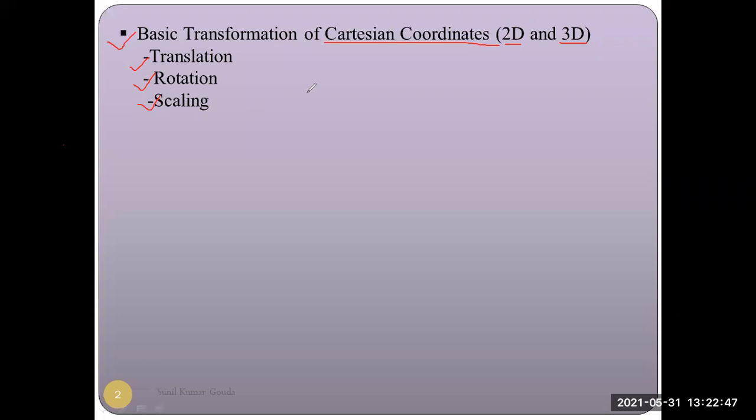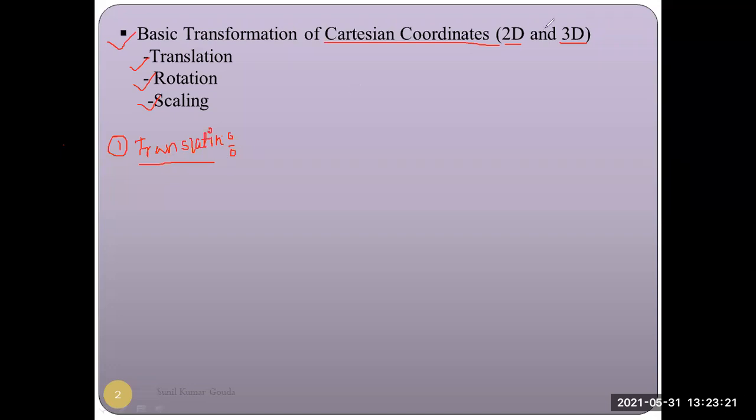Okay. So first one is your translation. So what does translation mean? So first we will discuss translation. Now remember, this is all with respect to the Cartesian coordinate. We are not talking about the image. Okay. So we will relate this: how Cartesian coordinate transformation is related to image transformation. Fine. Okay, the first one is translation.